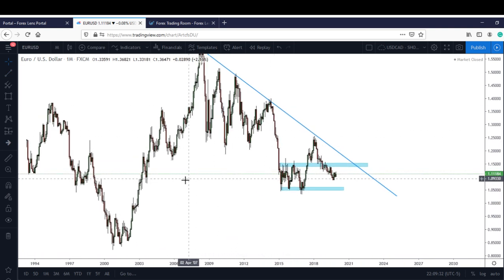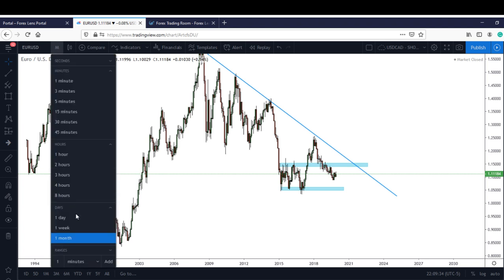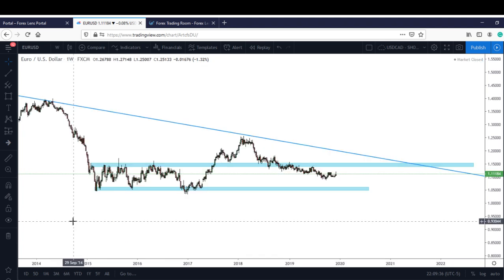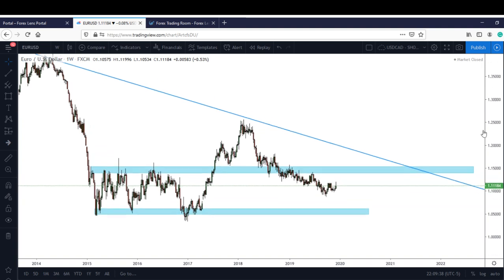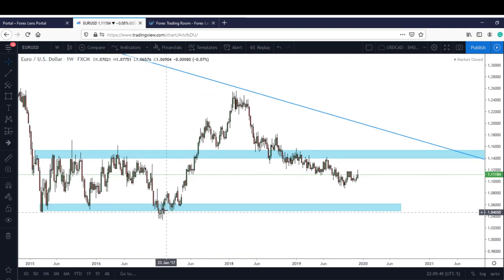And now at this point we move down to the weekly time frame, and this is where we get down our weekly levels. And so our weekly levels are basically similar to these levels.